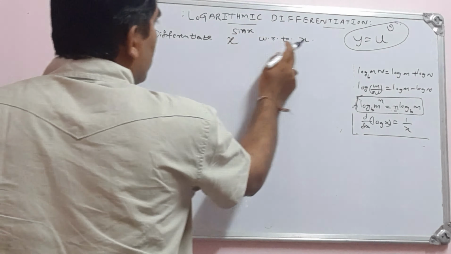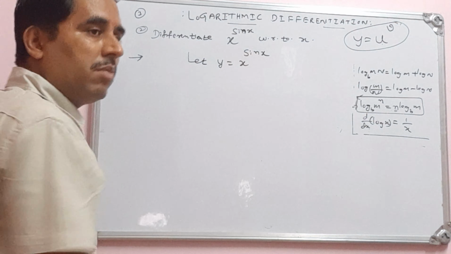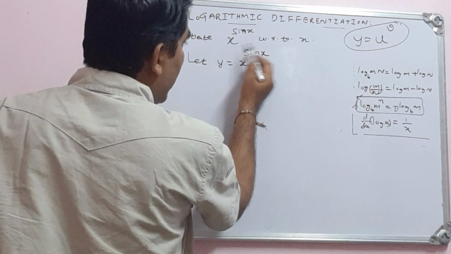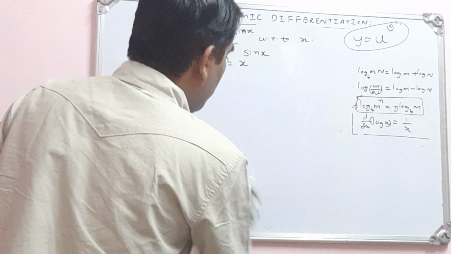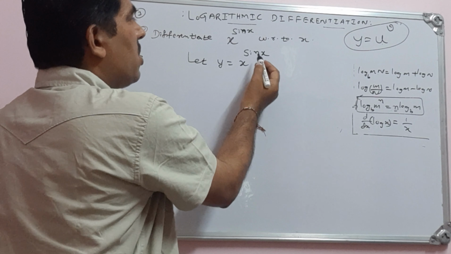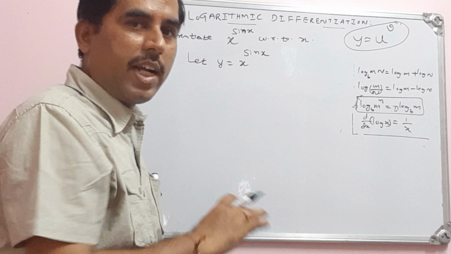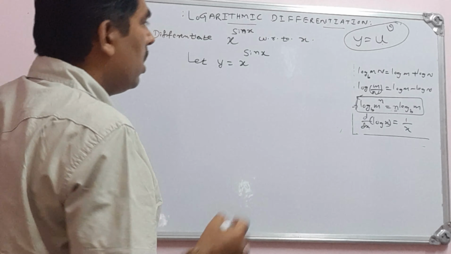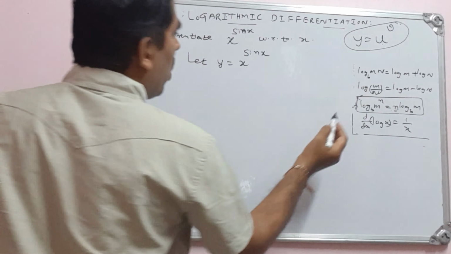That is u to the power of v. Let us equate it to y. y is equal to x to the power of sin x. I cannot differentiate it directly because the power is sin x. It is not a number, it is a trigonometric function. So I need to apply log on both sides.